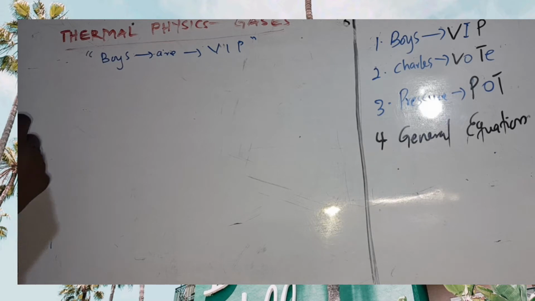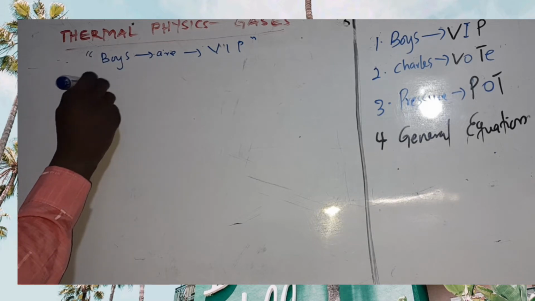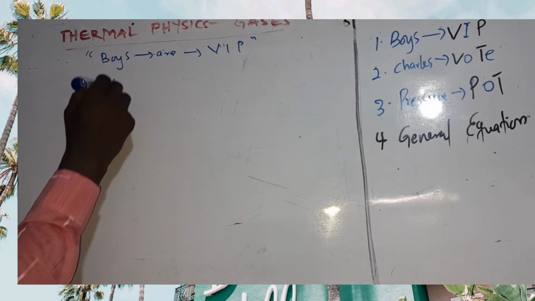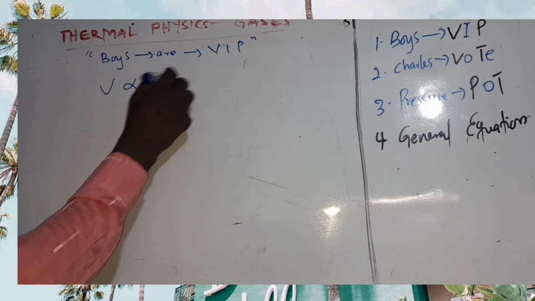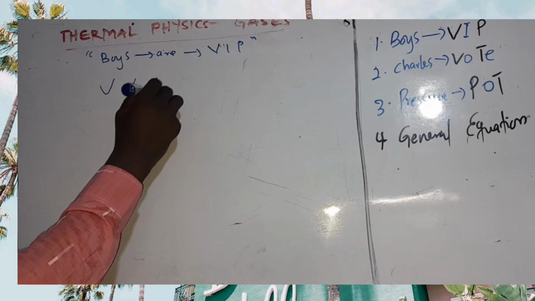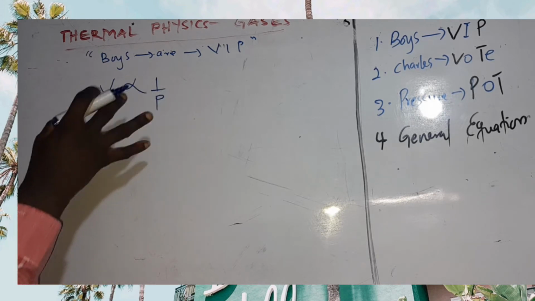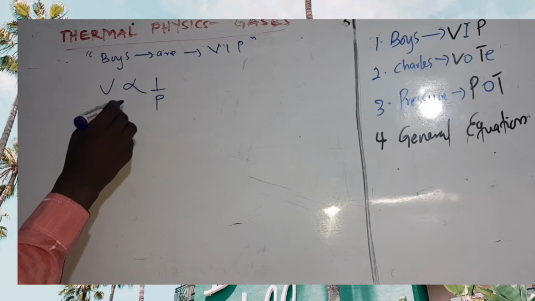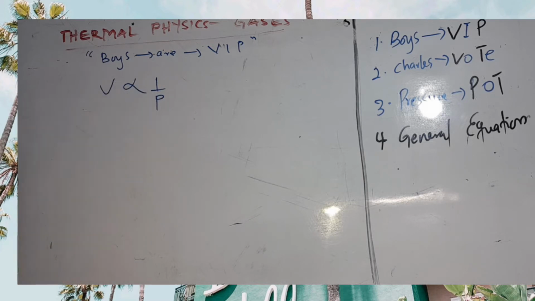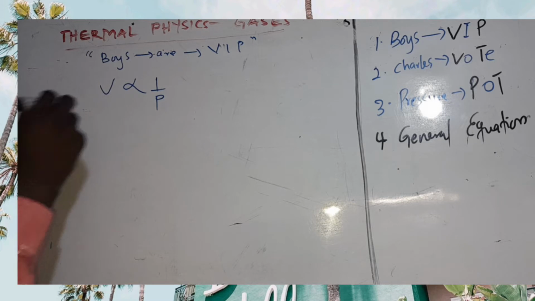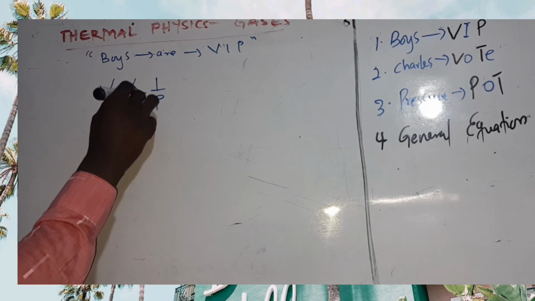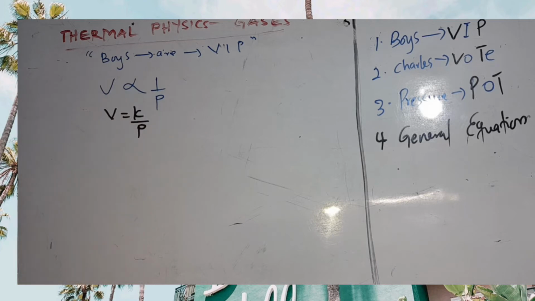All right, so as I was saying, we said Boyle's law is that the volume of a given mass of gas is inversely proportional to the pressure. Now we have to get an equation from this, because we said the volume is inversely proportional to the pressure. Now let's bring an equal sign here, or a constant. So V is now equal to K over P, because we are bringing an equal sign, we bring a constant of proportionality.